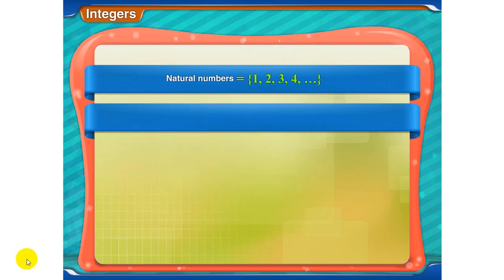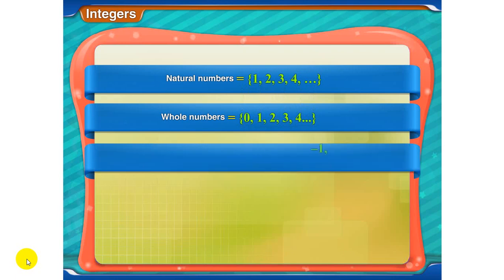Integers. The first numbers to be discovered were natural numbers, that is, 1, 2, 3, 4, and so on. If we include 0 in the collection of natural numbers, we get a new collection of numbers known as whole numbers, that is, 0, 1, 2, 3, 4, and so on. You have studied these numbers in the earlier chapter.